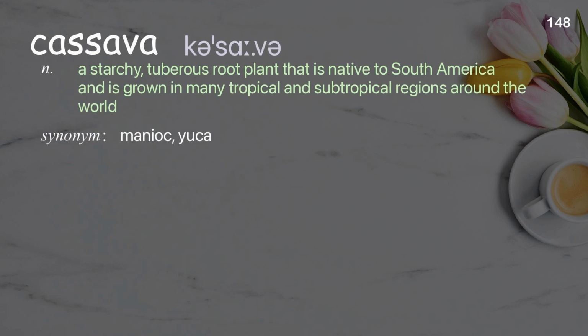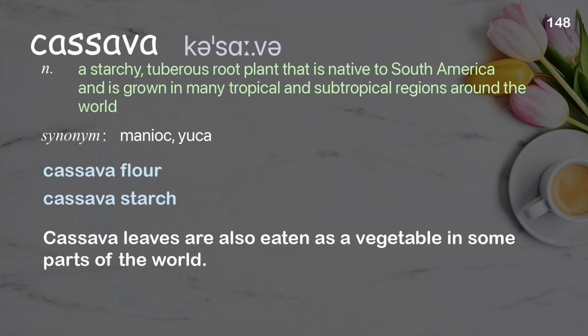Cassava. A starchy, tuberous root plant that is native to South America and is grown in many tropical and subtropical regions around the world. Examples: cassava flour, cassava starch. Cassava leaves are also eaten as a vegetable in some parts of the world.